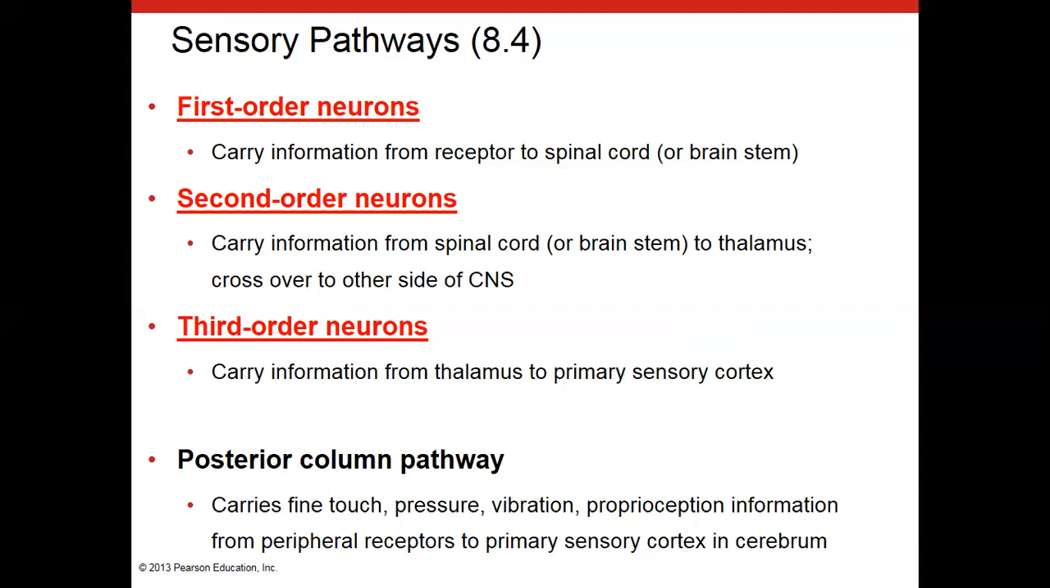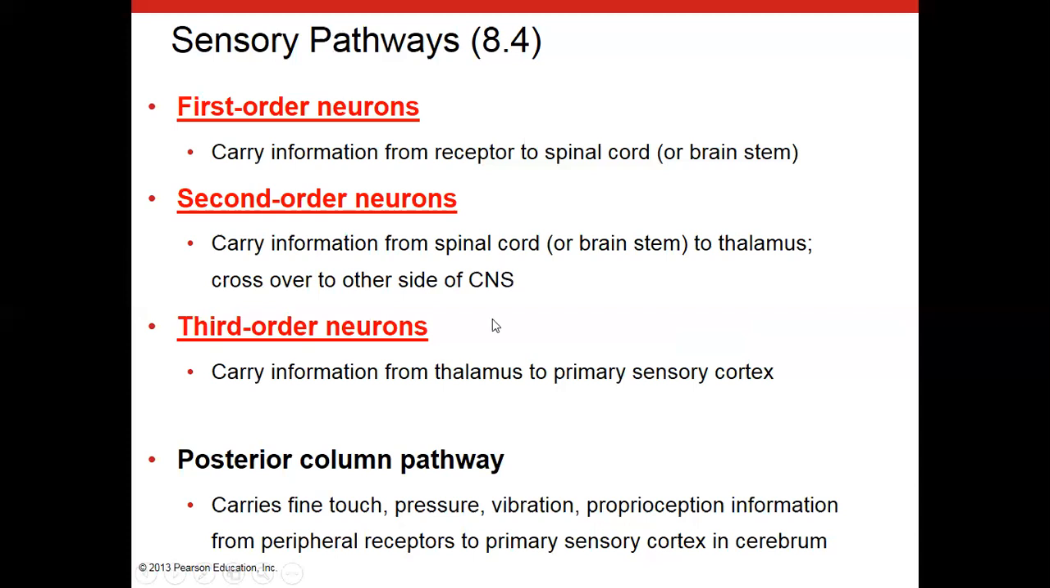And that third order neuron is what carries information basically from the thalamus to the primary sensory cortex. Remember, the thalamus in the brain is a relay center. So second order neurons synapse on third order neurons' cell bodies in the thalamus. And then the third order neurons carry that information by way of action potentials to the primary sensory cortex.